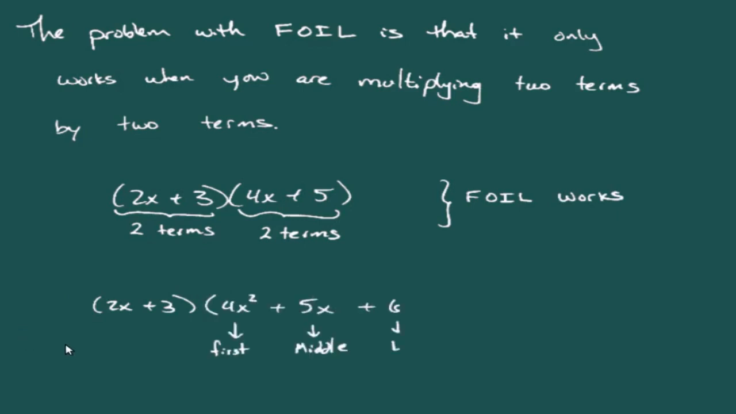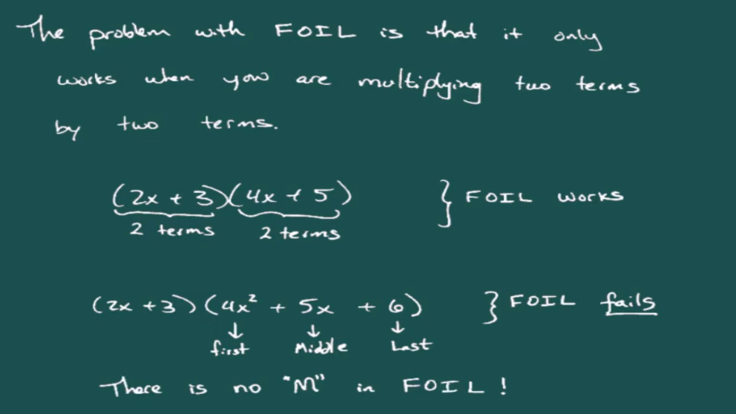Where it doesn't work, and why I don't really like it, because it's limited to only that one case where it's a two term by two term, is when we have something like 2x plus 3 times 4x squared plus 5x plus 6. In this case, FOIL fails, because in our second set of parentheses, we have first, the middle term, and the last term. And the problem with FOIL is there is no M in FOIL. So that's why FOIL is a special case.